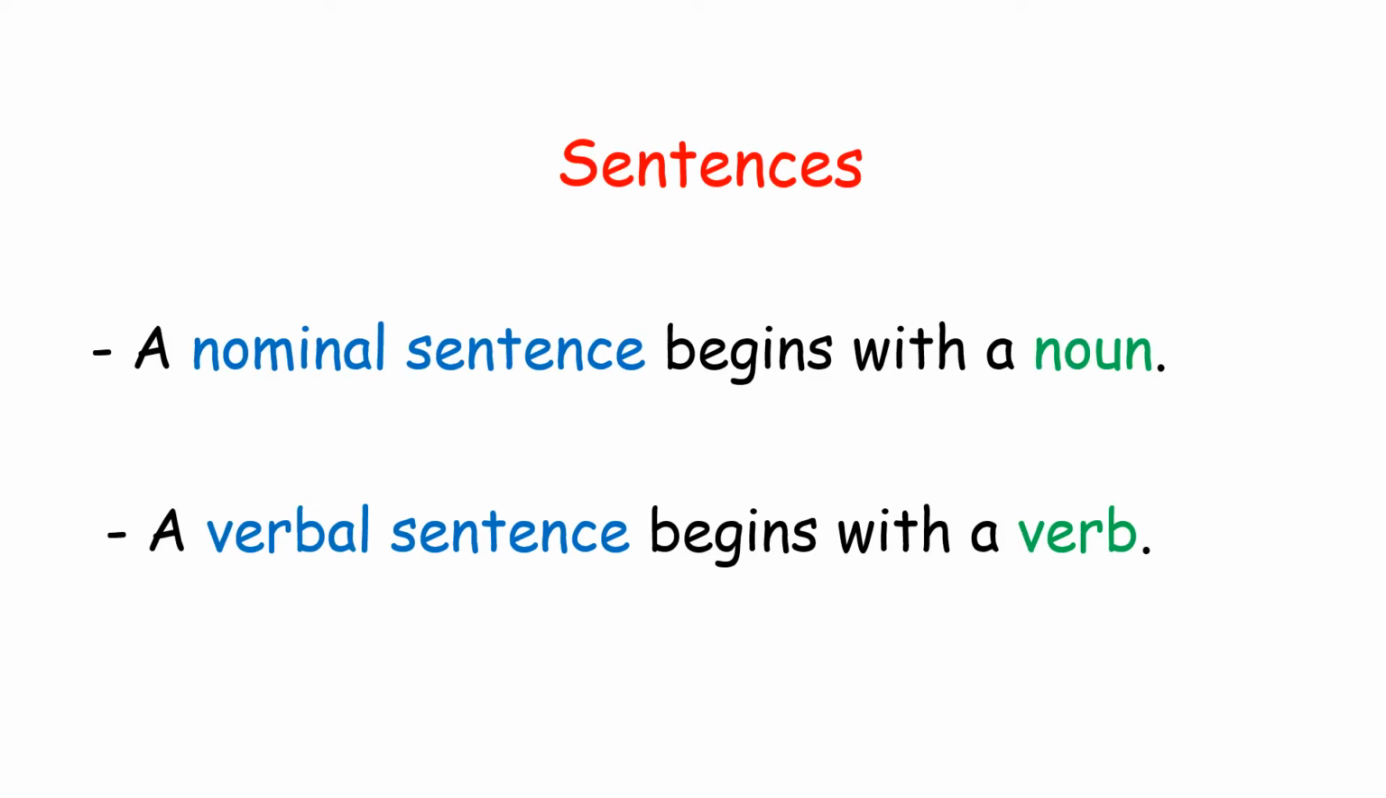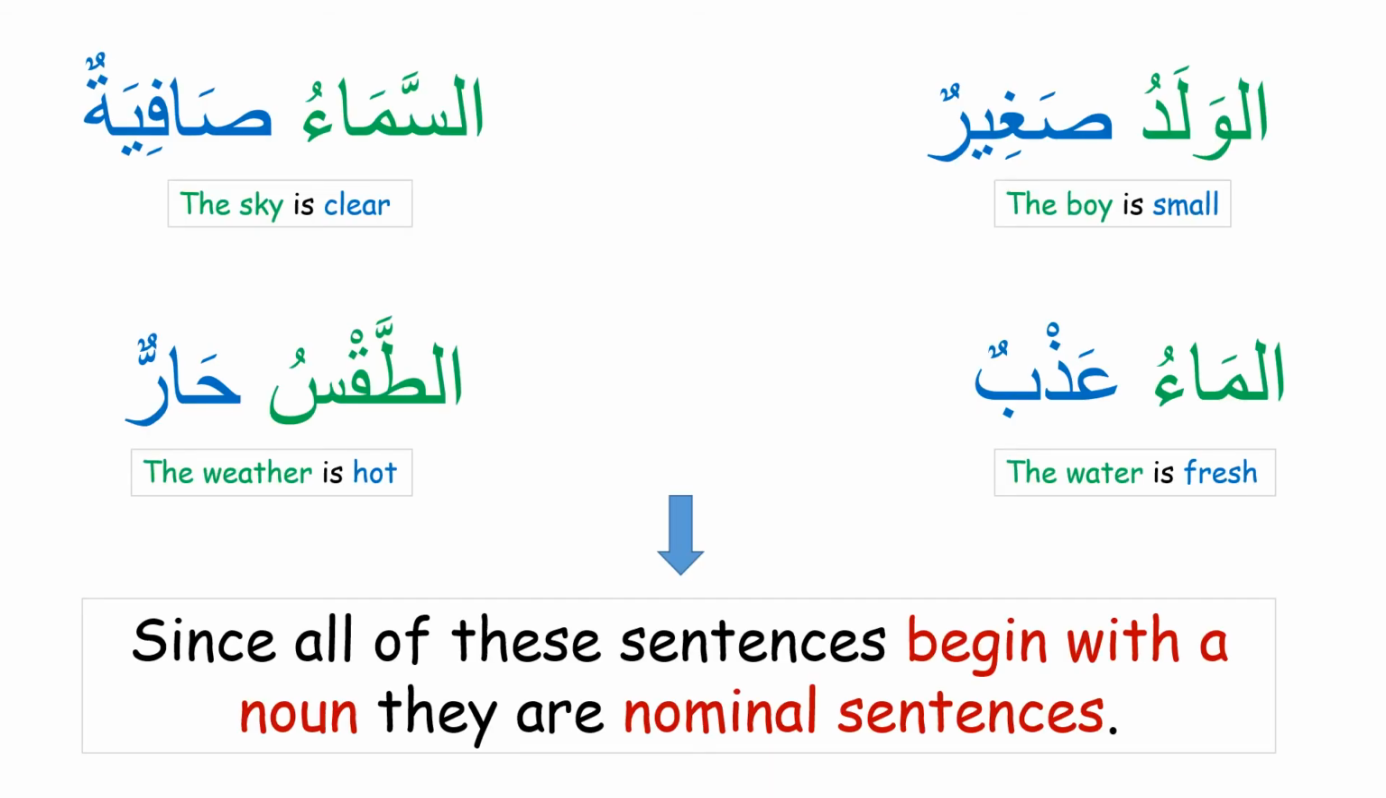As previously noted, there are two types of sentences in the Arabic language, the nominal sentence which begins with a noun and the verbal sentence which begins with a verb. And even if you've missed our noun identification lesson, which I will link up, you can confidently say that all of these are nominal sentences. Based on what? On the color code. Remember, nouns are written in green. Since all of these sentences begin with a noun, they are nominal sentences.